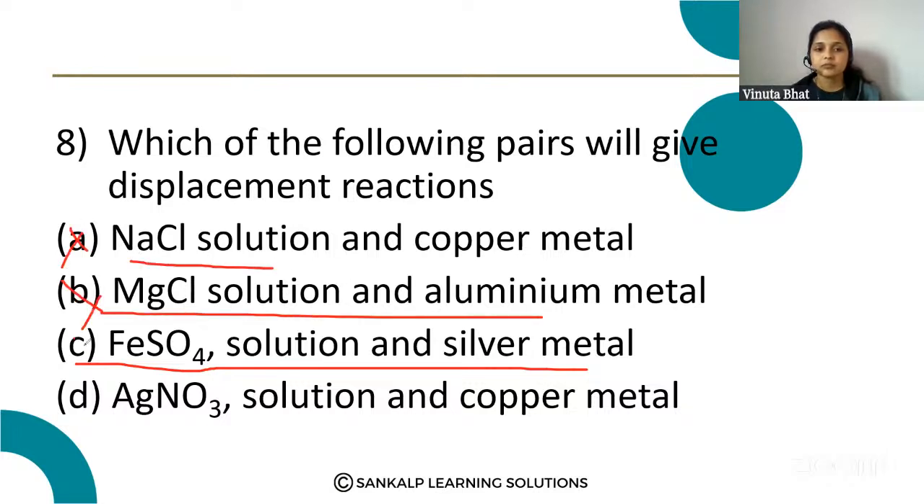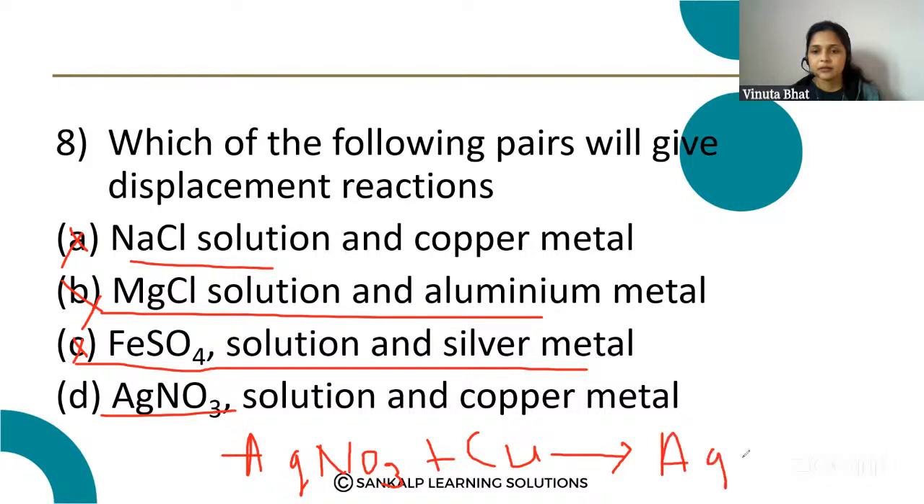Okay. So option D, AgNO3. When AgNO3 reacts with the copper metal, it gives us copper nitrate, Cu(NO3)2, plus Ag. Copper nitrate will be formed, and silver is displaced, so this is the displacement reaction.